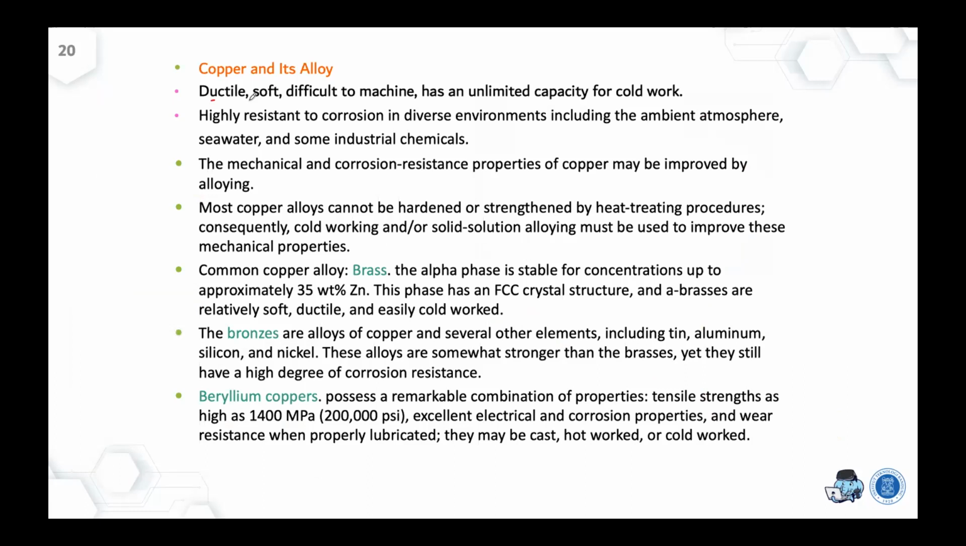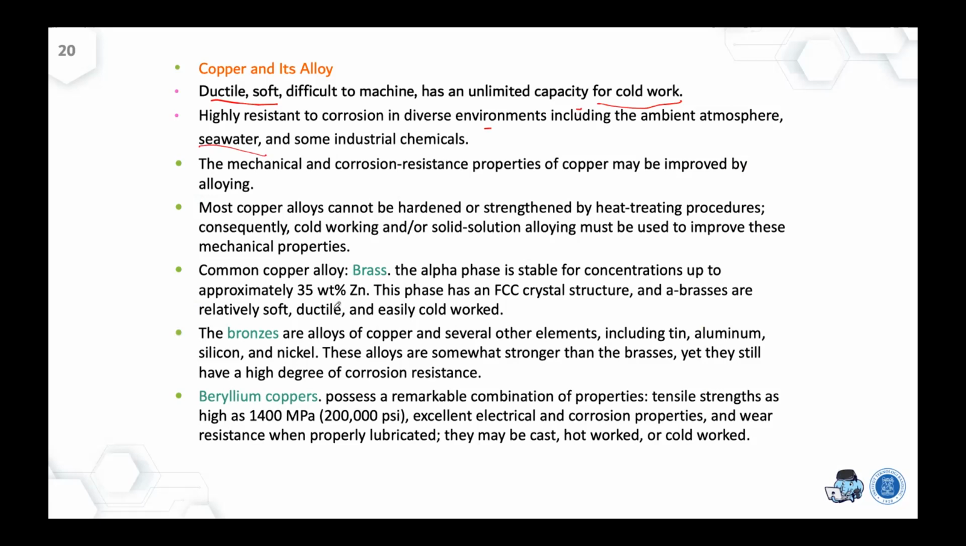Copper is ductile and soft. It has unlimited capacity for cold work. It's difficult to machine, so it's susah dipotong. It has high resistance to corrosive environments. And in chemical engineering, we use copper a lot for seawater pumps, seawater piping, for example, or industrial chemicals, or for heat transfer.